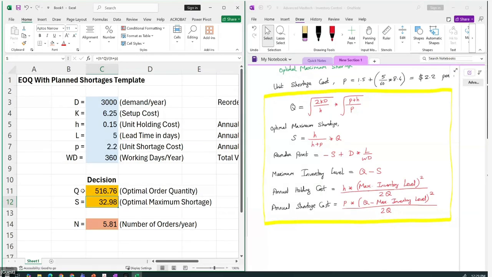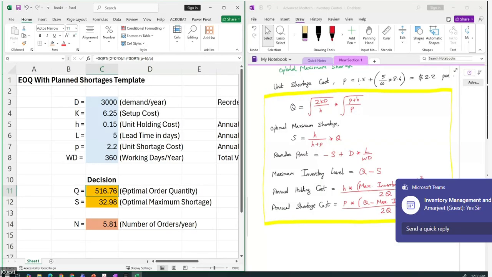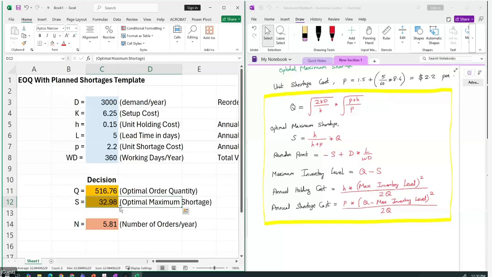So what exactly does this mean? The optimal order quantity should be, you can maybe round this up, 517 brushes. And what is the maximum shortage that I can allow? Let's say 33. 33 is the maximum shortage that you can allow. And similarly, the optimum order quantity should be 517. Now, why am I rounding this up? Because we are talking about items, right? Only whole numbers. That is the reason why I am rounding it up.